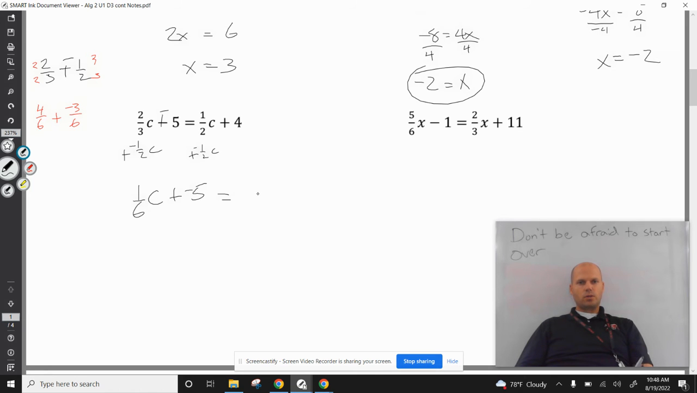Some teachers teach you to do like 2 steps at once. Move the variables onto one side, move the numbers onto the other. I don't like to do that. I prefer doing it just variables first and then solve the equations we're used to solving.